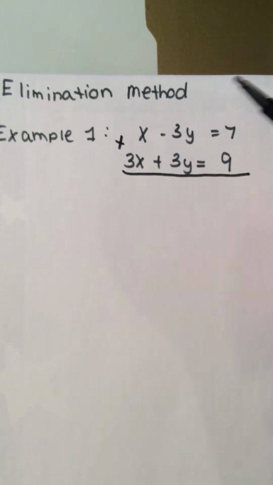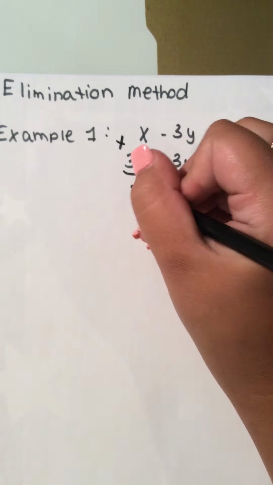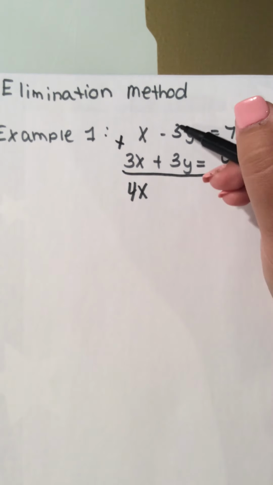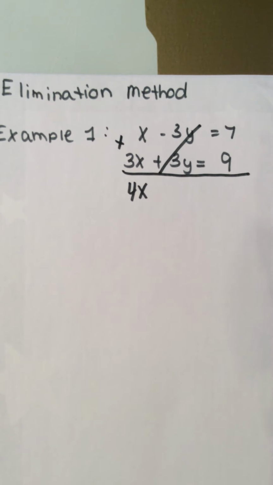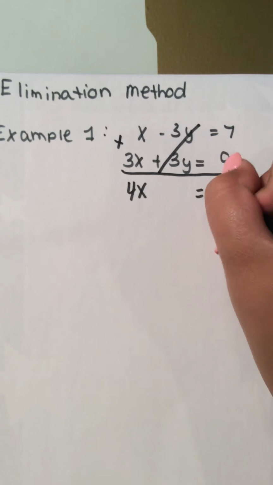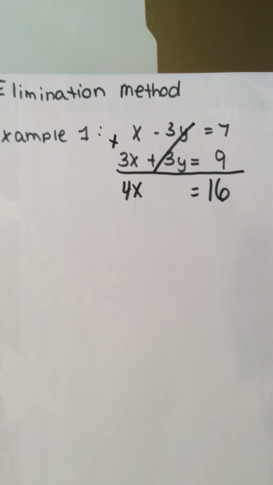So I'm just going to add x plus 3x is 4x. Negative 3y plus positive 3y cancels out, goes bye-bye. 7 plus 9 is going to give me 16. Well, now I'm just left with 4x equals 16.